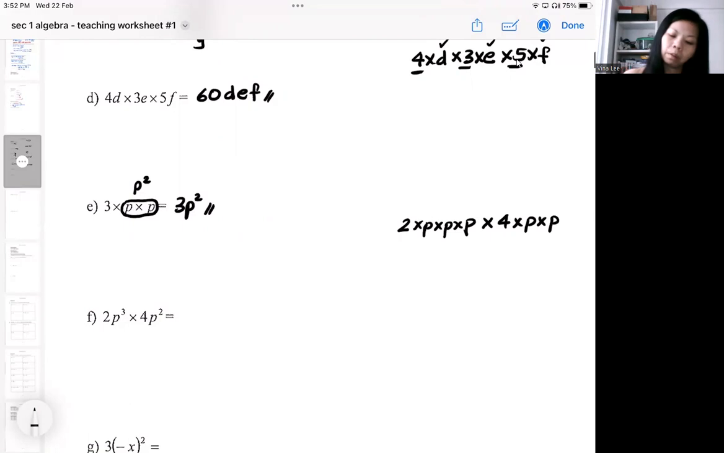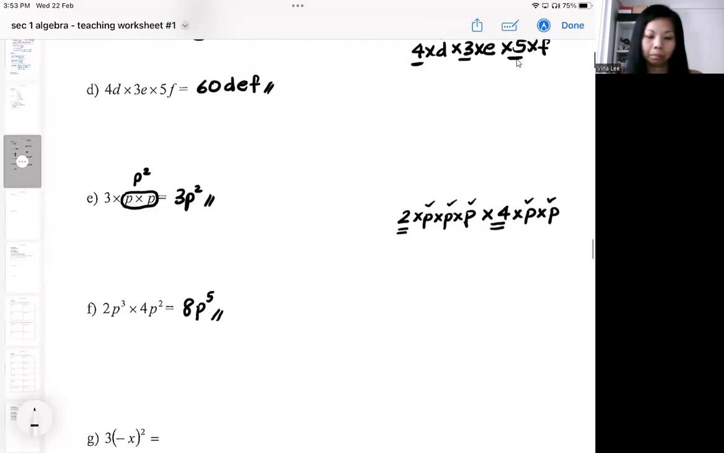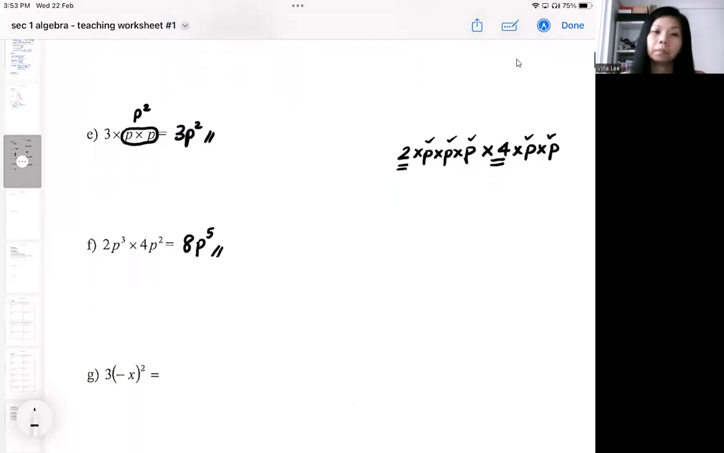So again, where you see the numbers 2 and 4, that will just be an 8. And you count how many P's there are. There are 5 of them. So that will be P power 5. So that will be the answer. Okay, so dealing with powers will be a bit challenging for a start. You just don't mess up your brain thinking about different things that are not told to you.